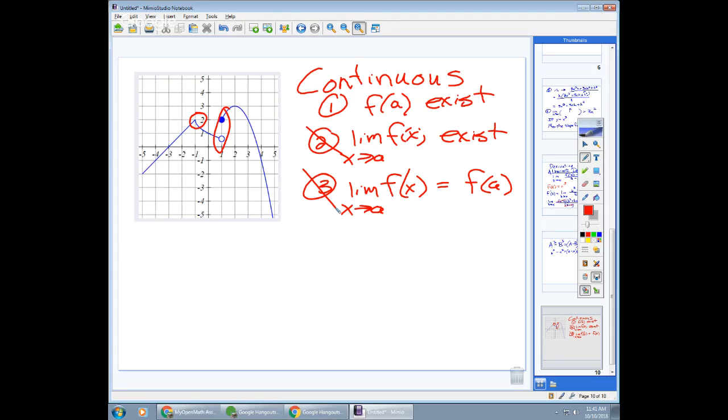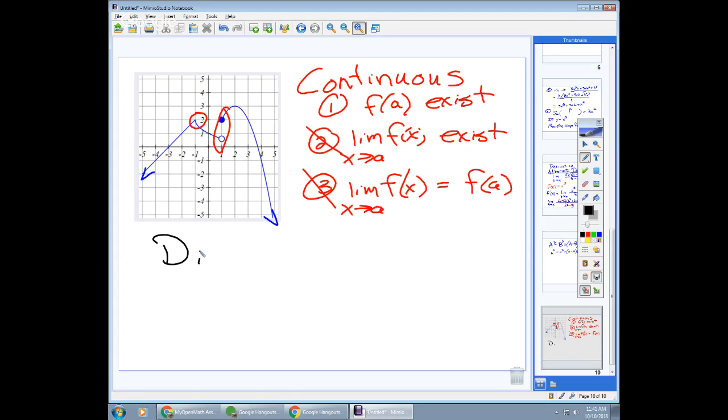But it does look like it's continuous everywhere else. Let's assume, at least in the domain that I can see, from -5 to 5, and maybe it continues like a parabola there. So this function would be continuous everywhere except x equals 1. That's continuity.